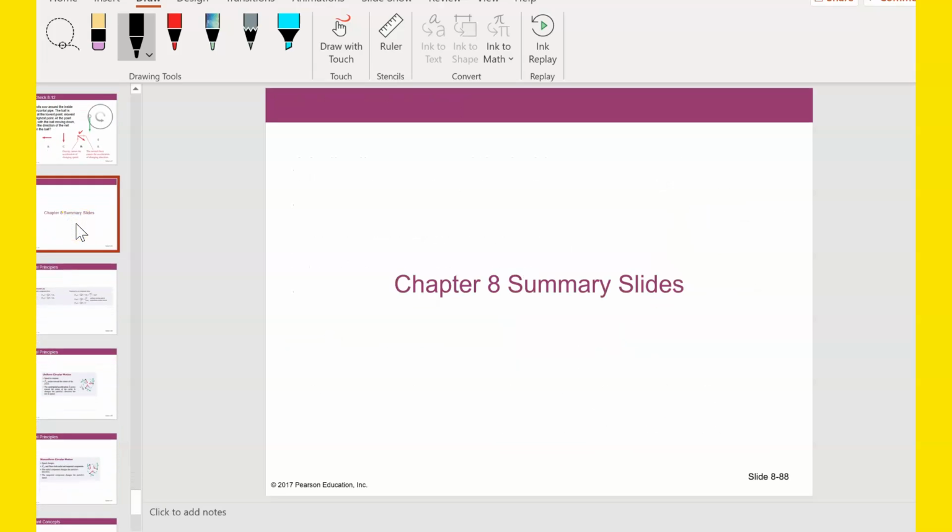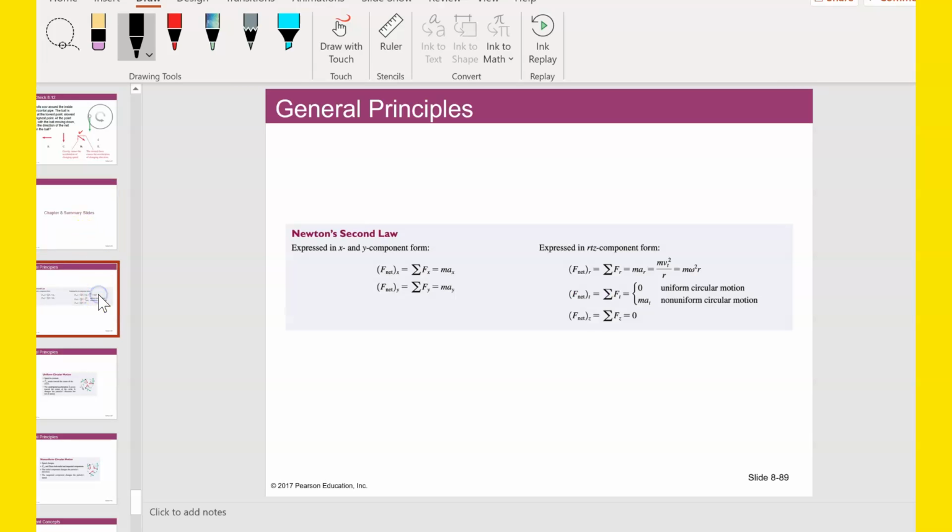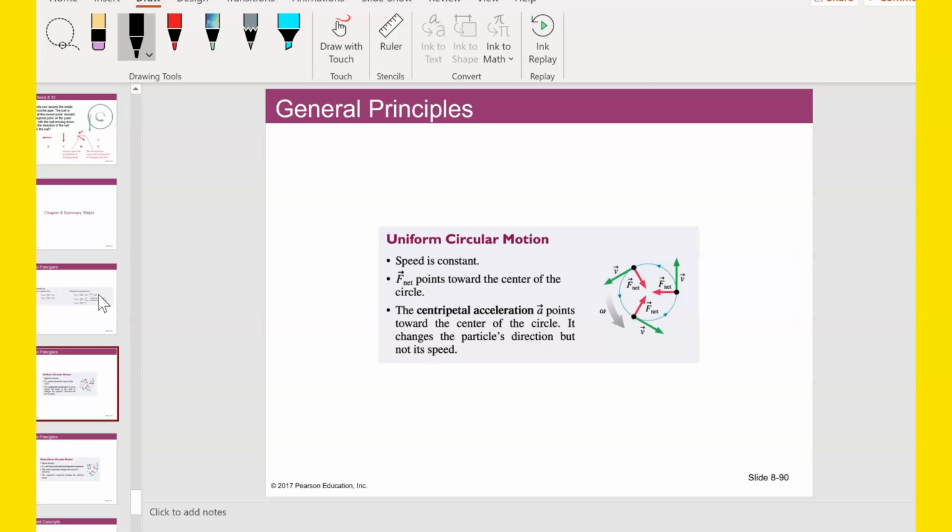Alright, that is the end of the PowerPoint. Chapter 8 summary slides. Feel free to pause this at any moment when you want to look at something more closely. I'm just going to scroll through it.